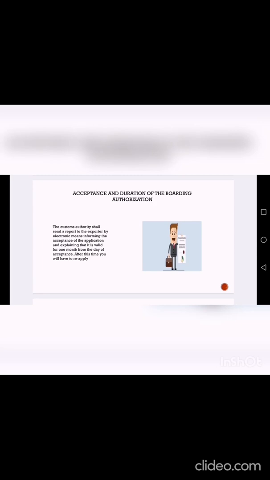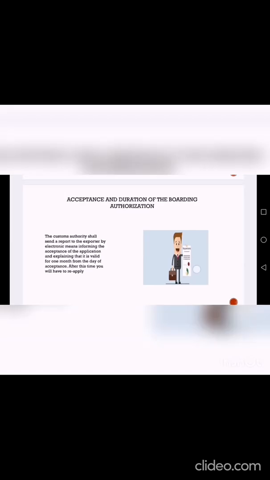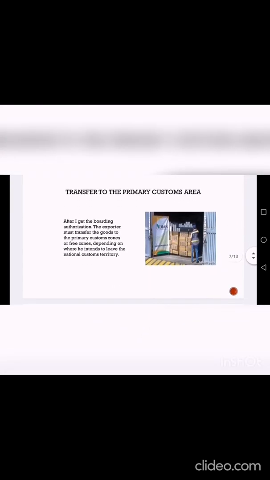Continue. Acceptance and duration of the boarding authorization. The customs authority shall send a report to the exporter by electronic means informing of the acceptance of the application and explaining that it is valid for 1 month from the day of acceptance. After this month, you will have to replace it.